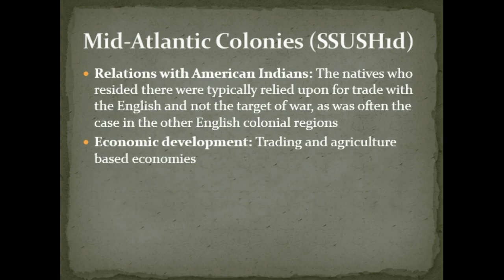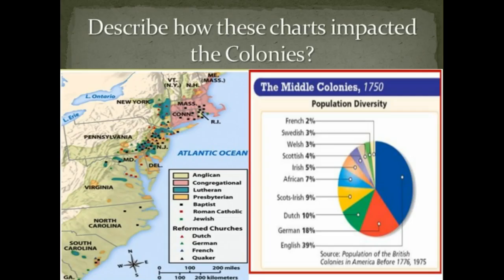The Mid-Atlantic colonies and their relations with the natives. The Native Americans are going to trade with these people in the Mid-Atlantic colonies. They're also not going to be a target of war. And in many cases, these Mid-Atlantic colonies are going to make treaties with the Native Americans that are much friendlier than treaties made with the Southern colonies or the New England colonies. The economic development, as we said, is very diverse. Trade and agriculture was the basis of their economy.